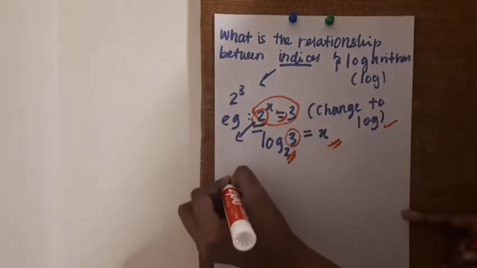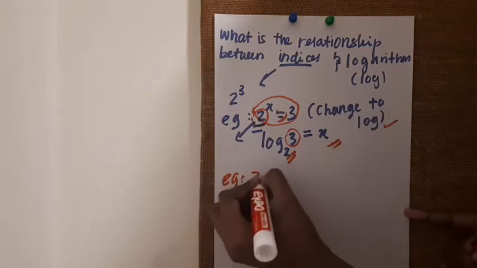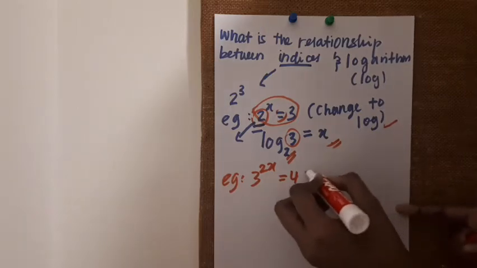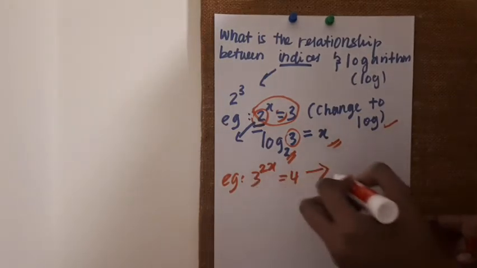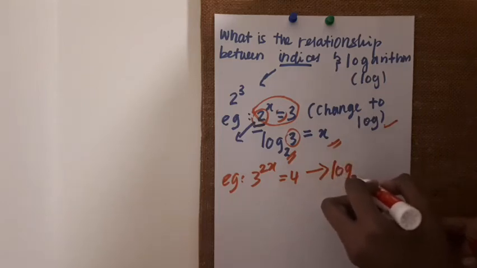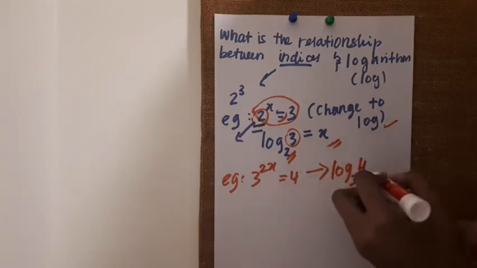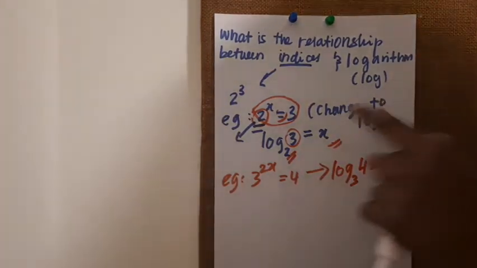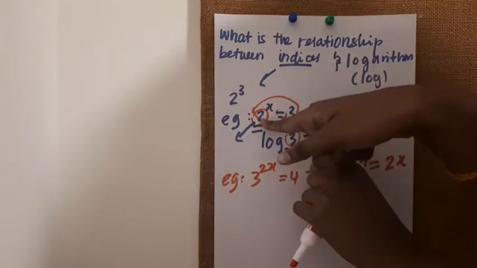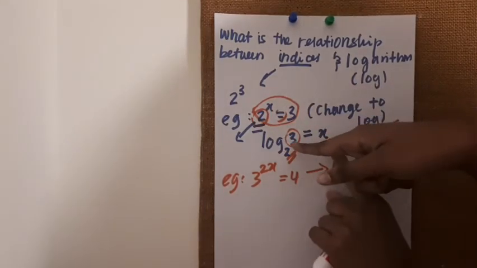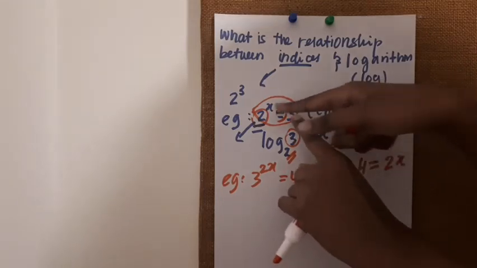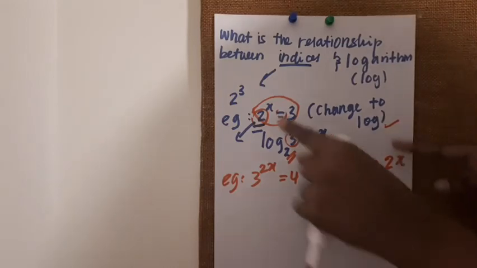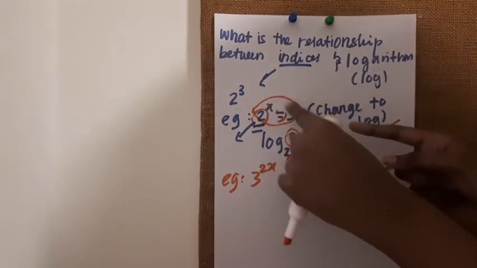Let's have a look at another example. Let's say 2^x equals 4. How to change this to log? Simply bring this one as the base, put this one here, and just interchange the places. You're making this base become the base here. Then automatically you're just changing the x here and the 3 here, that's all.